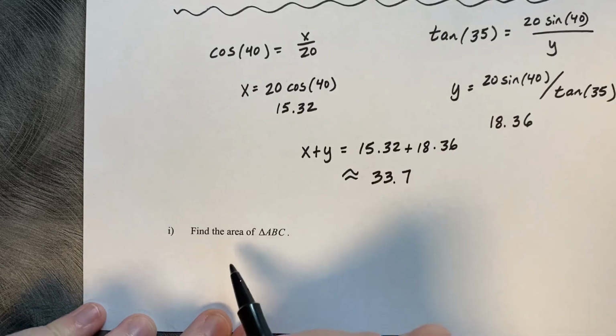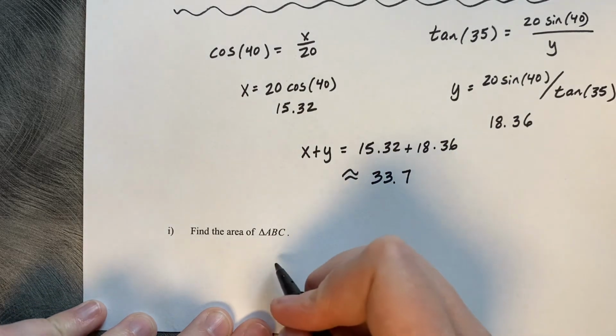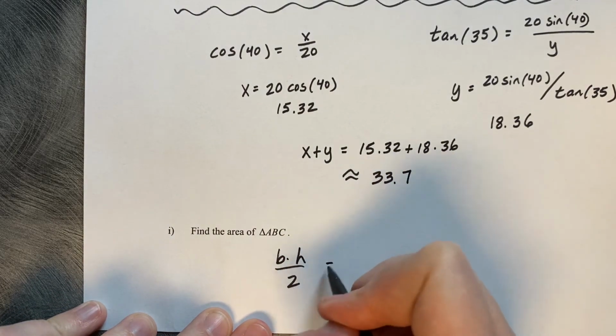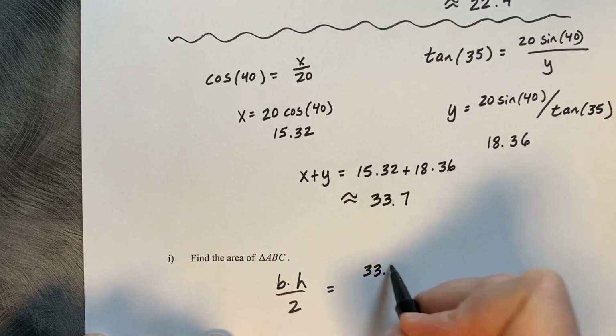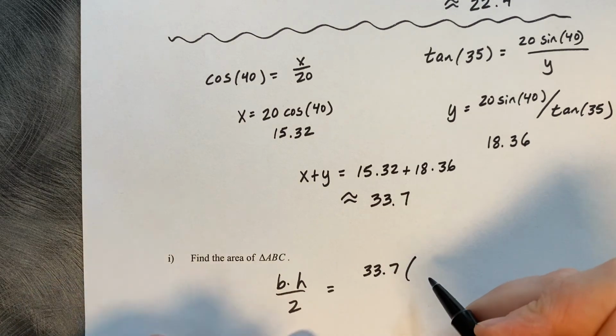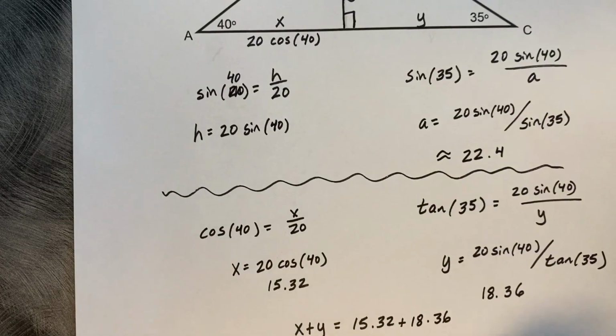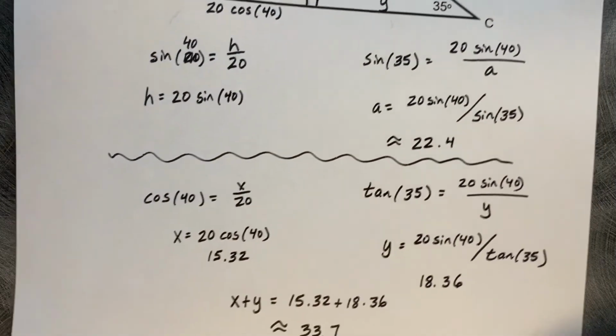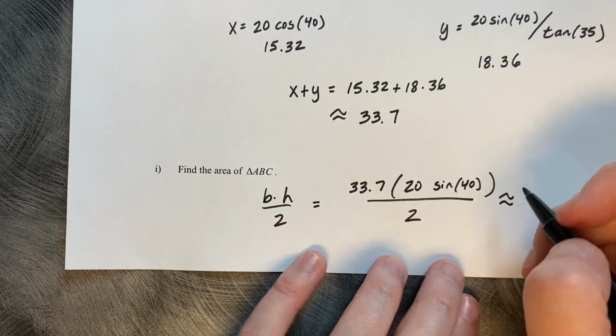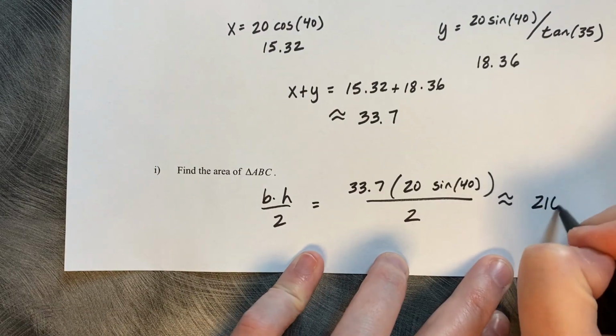So then our last part says find the area of ABC. That's going to be base times height divided by 2. The base length is what we just found, 33.7, times the height, which was 20 sine of 40, divided by 2. Punch all that into your calculator, and you're going to get 216.5.